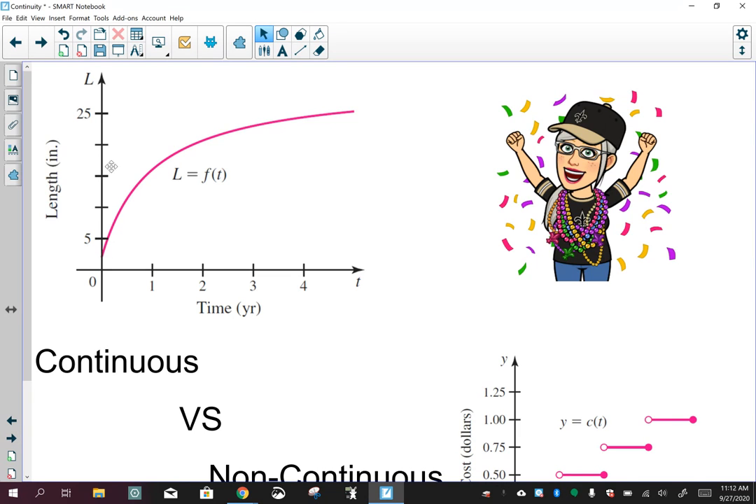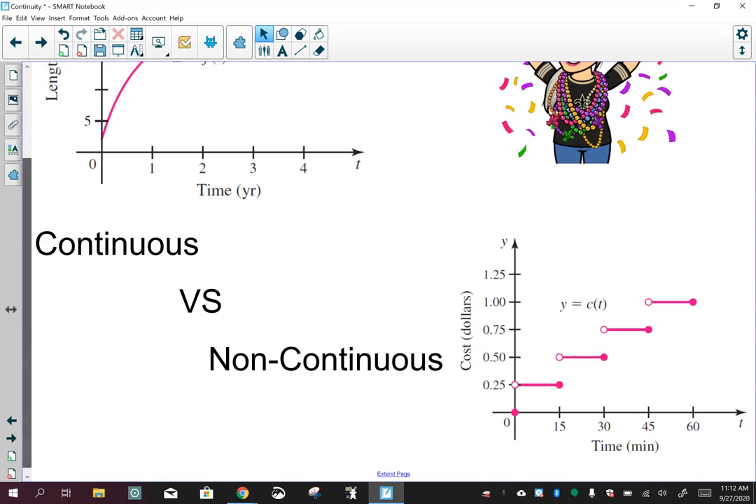So if we look here at this top graph up here, we will notice that this graph goes on and on and on. It has no breaks in it at all whatsoever. And since there's no breaks and since there's no asymptotes, we are continuous on this graph. Whereas on the bottom one down here, we start at a point and then we jump up and we run, and then we jump up and we run and we jump up and we run. This graph as a whole is non-continuous.